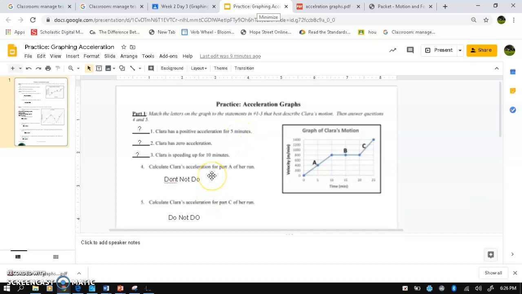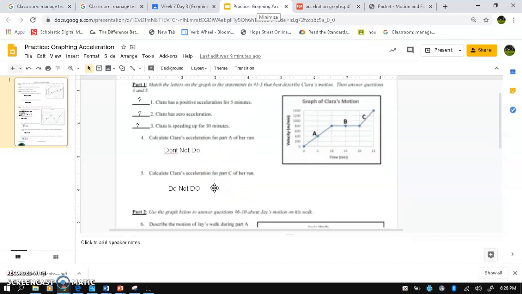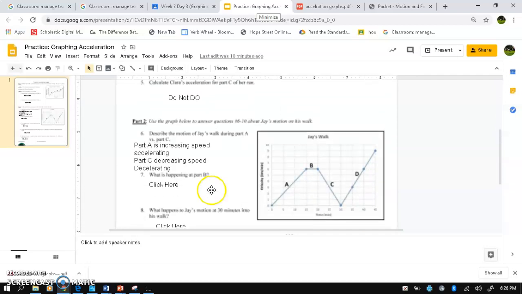Going down, you're not going to do anything on number 4, and you're not going to do anything on number 5. Okay, so number 6 I already did for you guys. I will have this left up on here, but I am going to take it off so you guys would have that not completed. So part A is increasing speed. Excuse me. Let me go read the problem for you. So now part 2, use the graph below to answer the questions 6 through 10 about Jay's motion on his walk. So number 6, it says describe the motion of Jay's walk during part A versus part C.